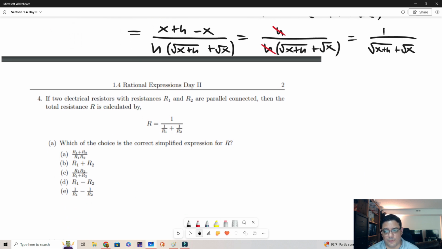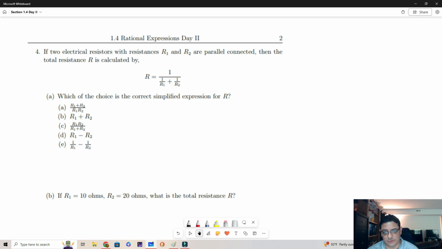For question number 4, we have two electrical resistors that have resistance R1 and R2 and are connected in parallel. So the total resistance is calculated with this expression, R being 1 over R1 plus 1 over R2. We want to simplify that expression. Because we want to simplify, we want to put this in a single fraction, and for that we're going to use everything that we know about rational numbers.